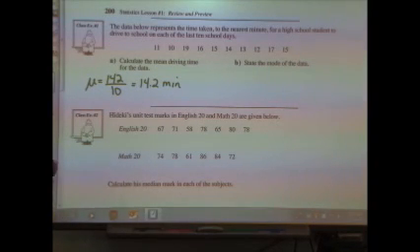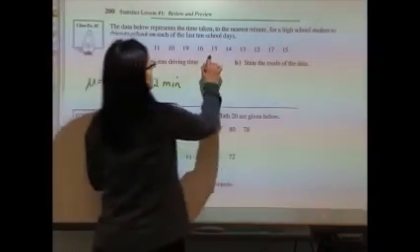The mode is the one that occurs most often. Which number occurred most often in this set? 15. It occurs twice.